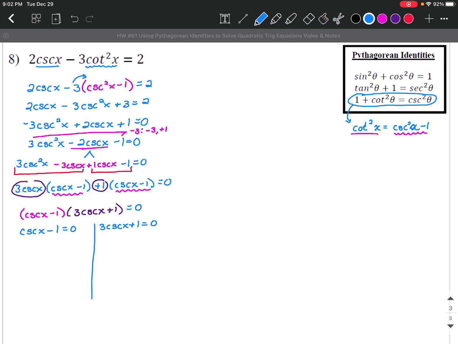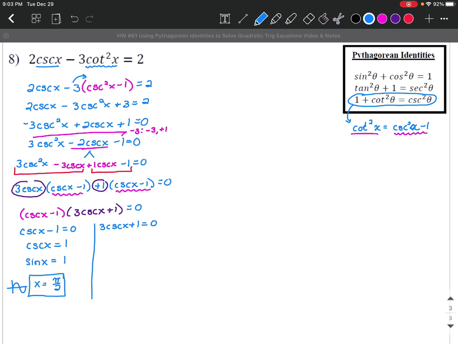So if cosecant x minus 1 is 0, then cosecant x is 1. Now cosecant, I didn't memorize everything, but I know cosecant is the reciprocal of sine. So if cosecant x is 1, sine x is the reciprocal of 1, which is still 1. And if I think about this, sine is 1 when x is pi over 2. So here is an answer.